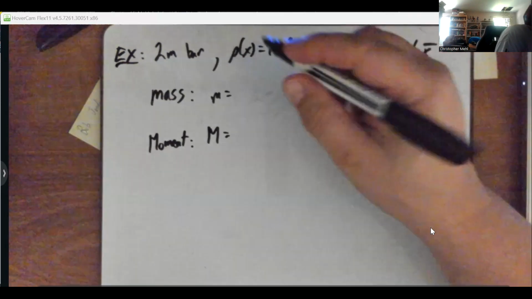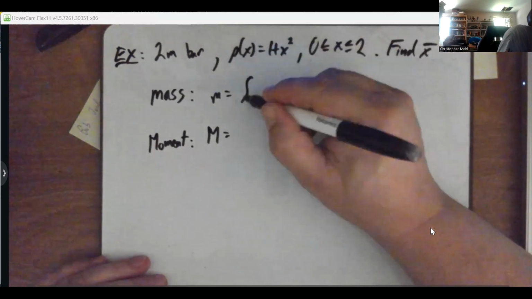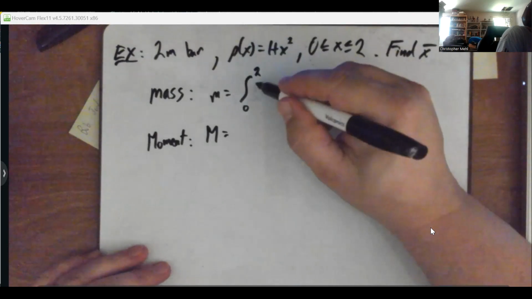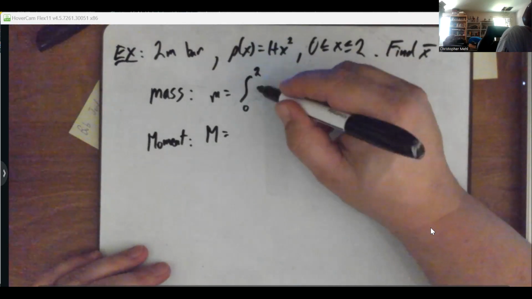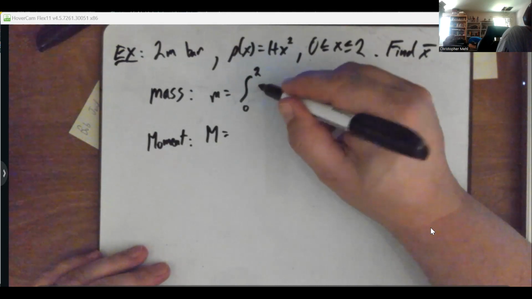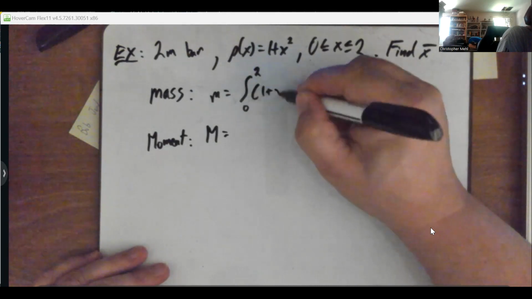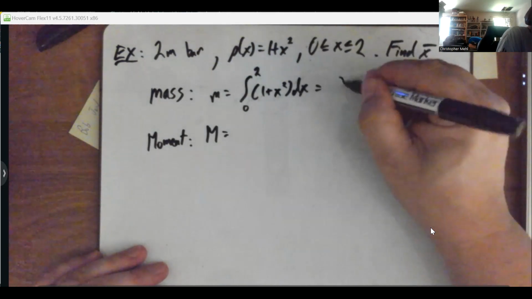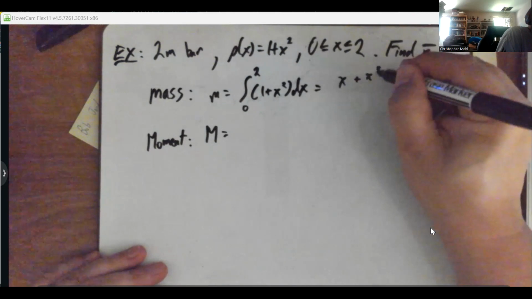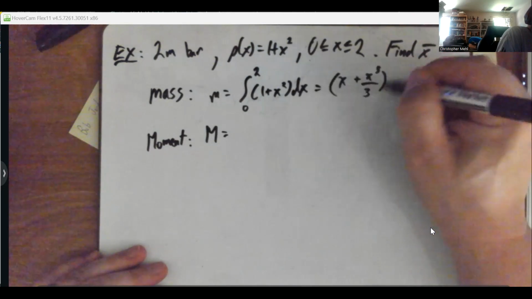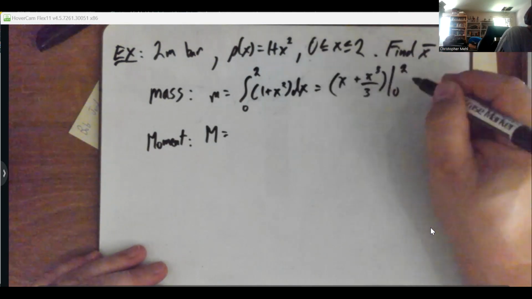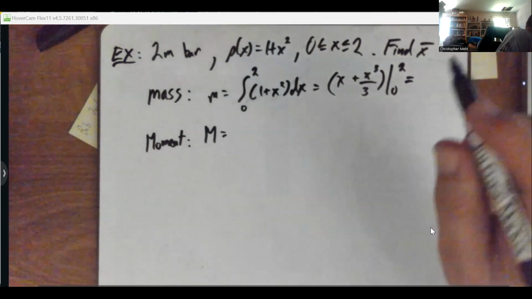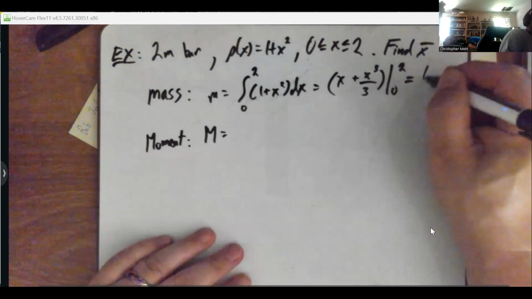All right, so first we need to know the total mass. Total mass is the integral along the length from 0 to 2 meters of rho of x dx. So that's just the integral of 1 plus x squared dx. Okay, and that's going to be x plus x cubed over 3, evaluated from 0 to 2. And so that's going to work out to be 14/3.